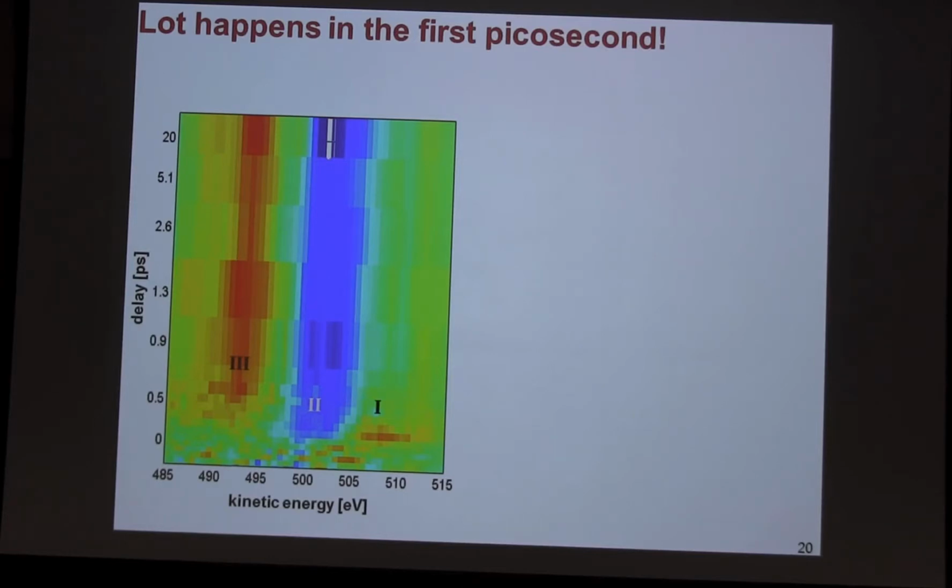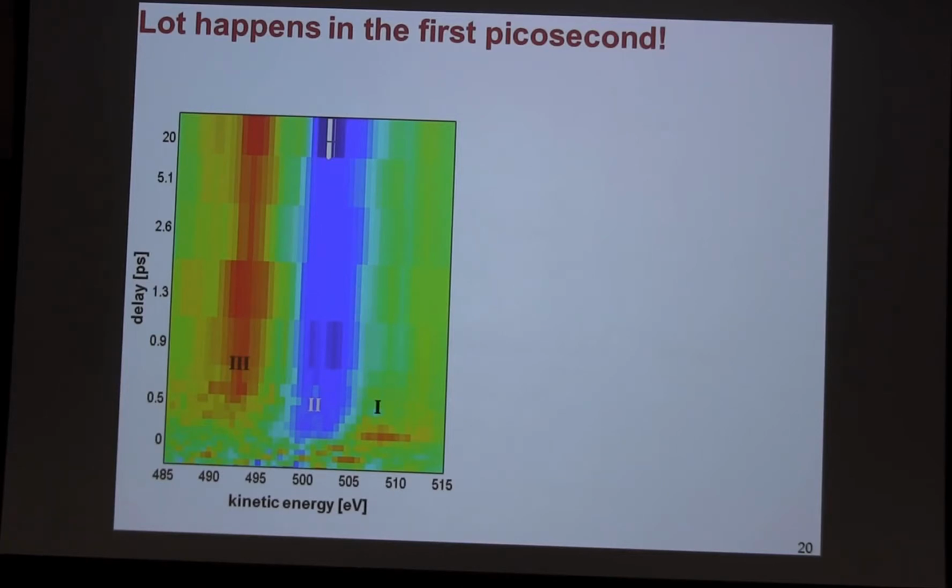Looking for spatial overlap, looking for temporal overlap. It's getting better, but you still need to be aware that it takes a lot of effort to really assure that you hit your molecules with the UV pulse and you probe the same molecules with your X-ray pulse.